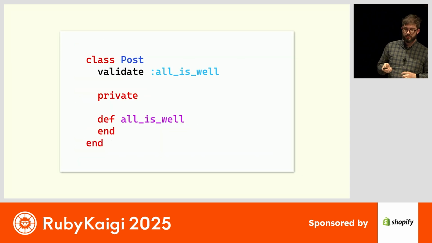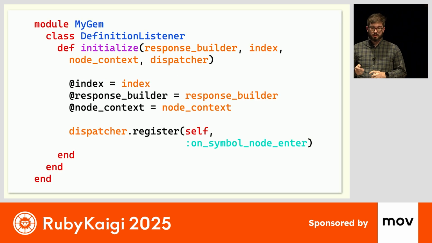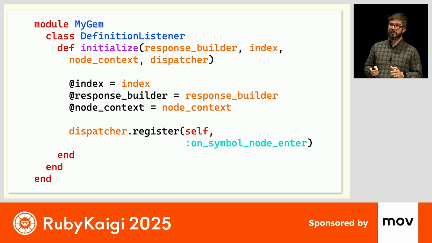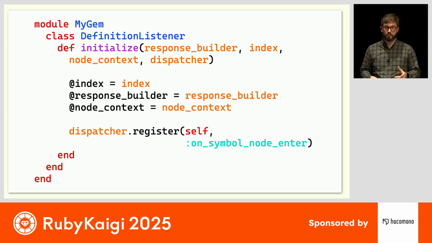So what we want to do here is to be able to command click to go to definition on the all_is_well symbol, on the symbol that represents a method, and end up in the declaration of that method. To do that, we're going to define our extra definition listener here for our add-on. In the constructor, we're going to essentially just save state that we receive from the Ruby LSP itself. We're saving the index, which includes all of the declarations that we discovered in your project. We save the response builder so that we can contribute more information to the final response.